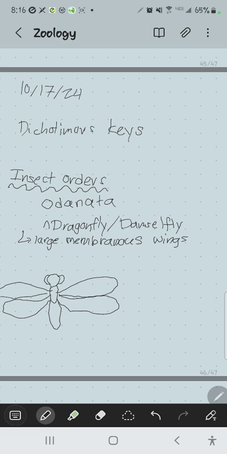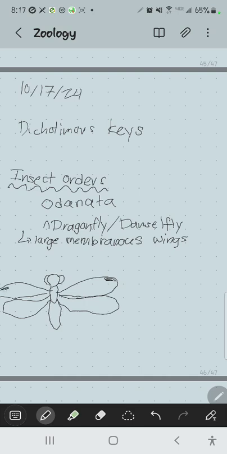It's hard to tell with the preserved insects because most of the preserved insects have the wings spread out. But in general, the dragonflies hold their wings outstretched at rest, and the damselflies hold their wings back at rest. But they're basically the same order, just 2 different major suborders.